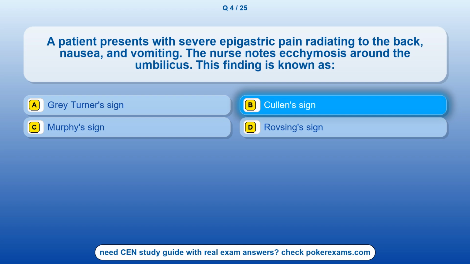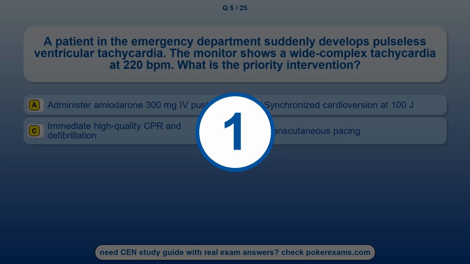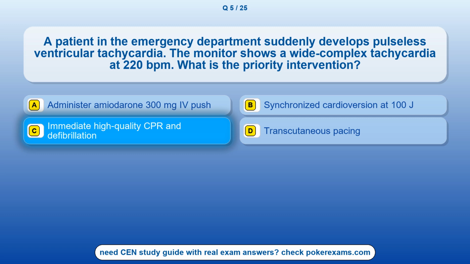Cullen's sign. Question 5. A patient in the emergency department suddenly develops pulseless ventricular tachycardia. The monitor shows a wide-complex tachycardia at 220 bpm. What is the priority intervention? Option A. Administer amiodarone 300 mg IV push. Option B. Synchronized cardioversion at 100 J. Option C. Immediate high-quality CPR and defibrillation. Option D. Transcutaneous pacing. The correct answer is option C. Immediate high-quality CPR and defibrillation.